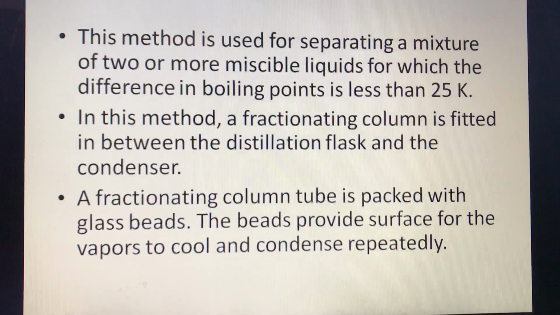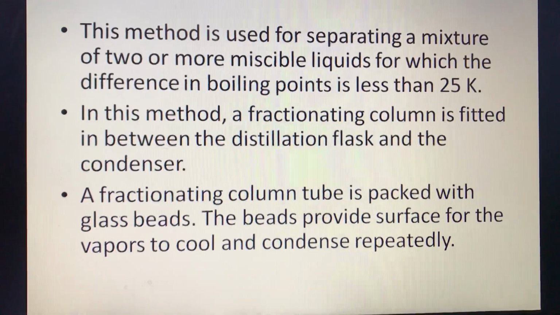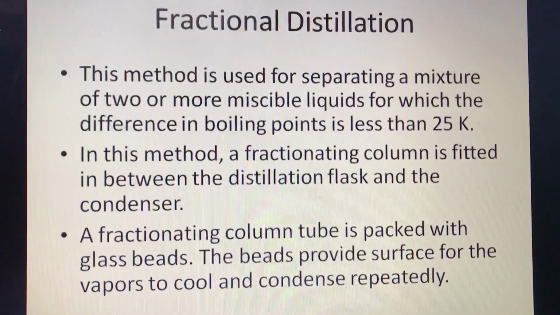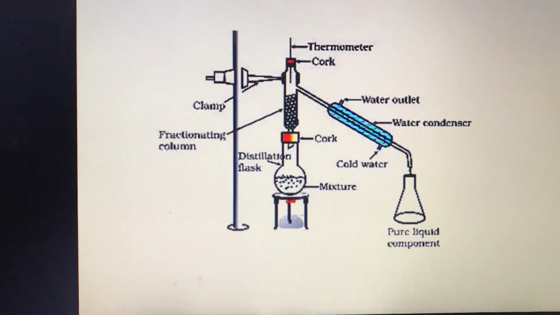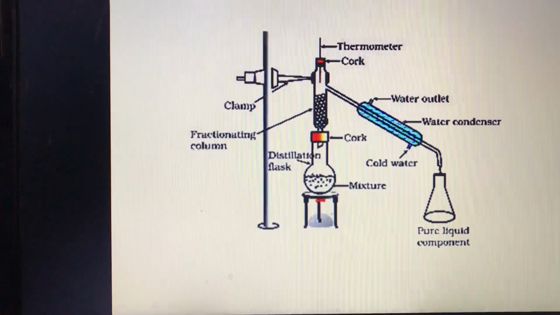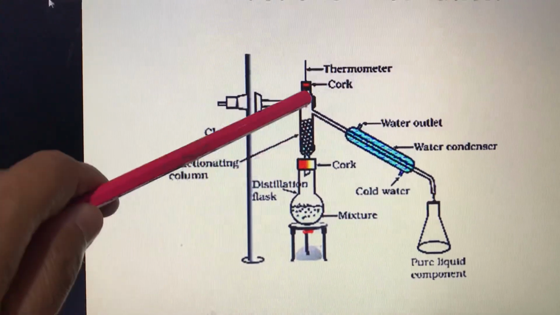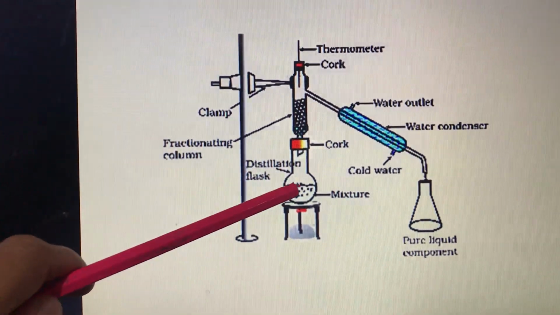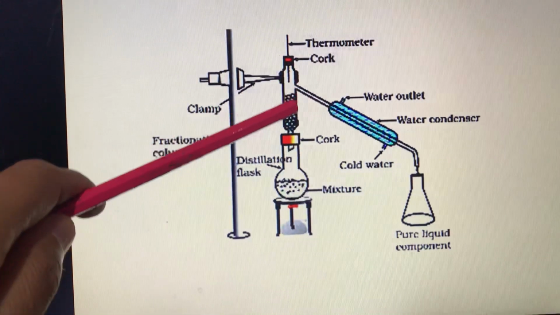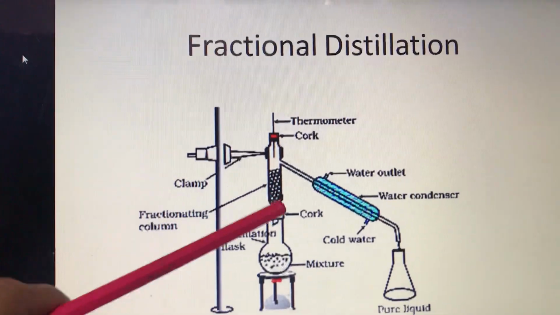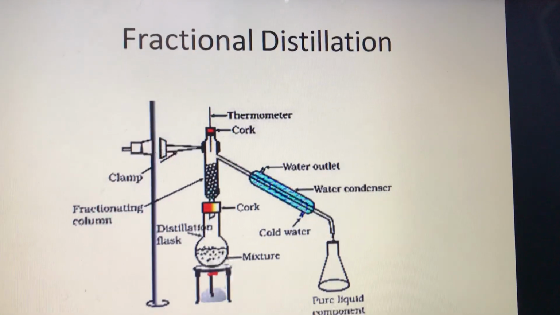So the glass beads provide surface area, and due to that the vapors get condensed easily. Okay, so this is the setup for a fractional distillation. Here you can see a fractionating column which is bigger, and the setup is similar, but here we use some glass beads. This method is generally used when the boiling points are very close.